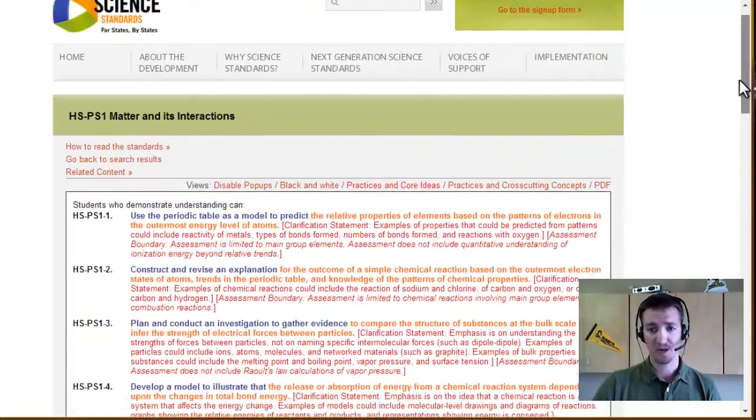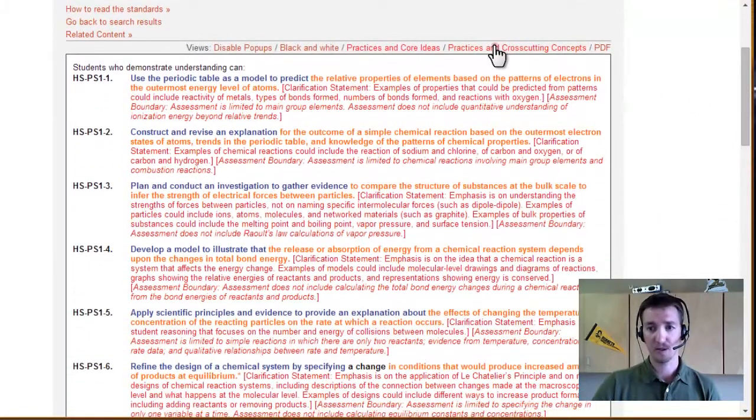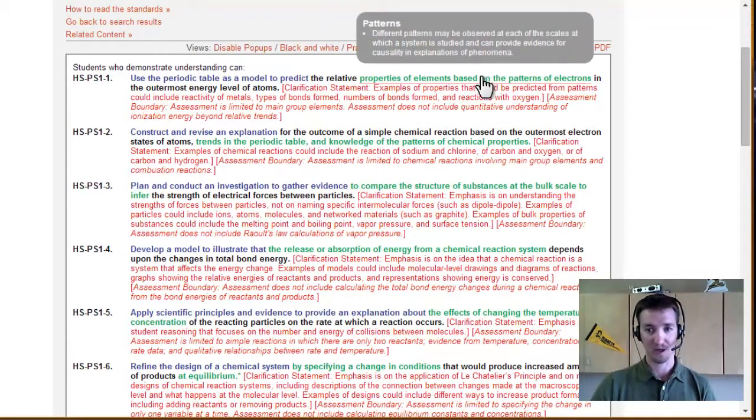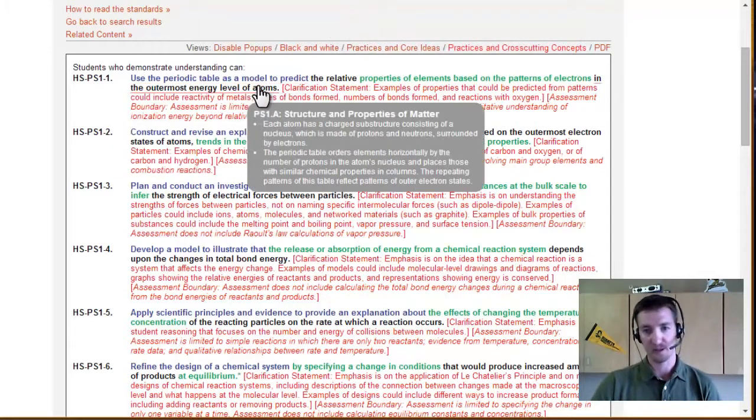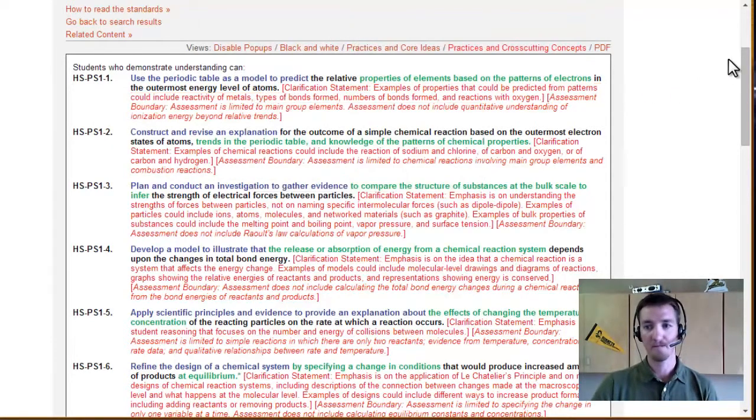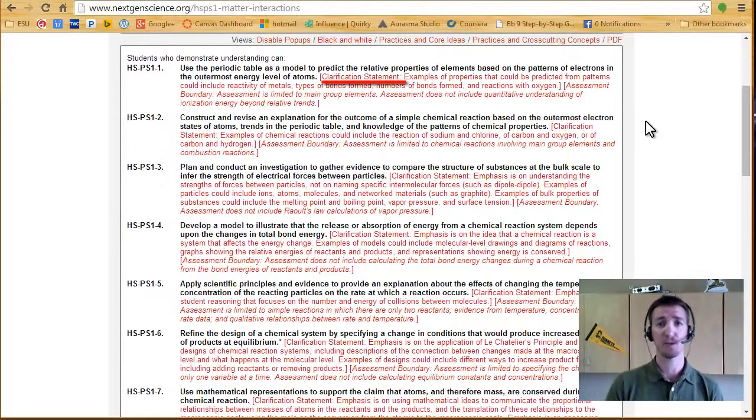The other option, I like this one best because it gives you three colors. It highlights the blue practices and the green cross-cutting concepts, and then the core idea is basically the black part. You also see clarification statements under most of the standards that give you some examples of where they're going with this, or put it in less clinical terms in some cases.